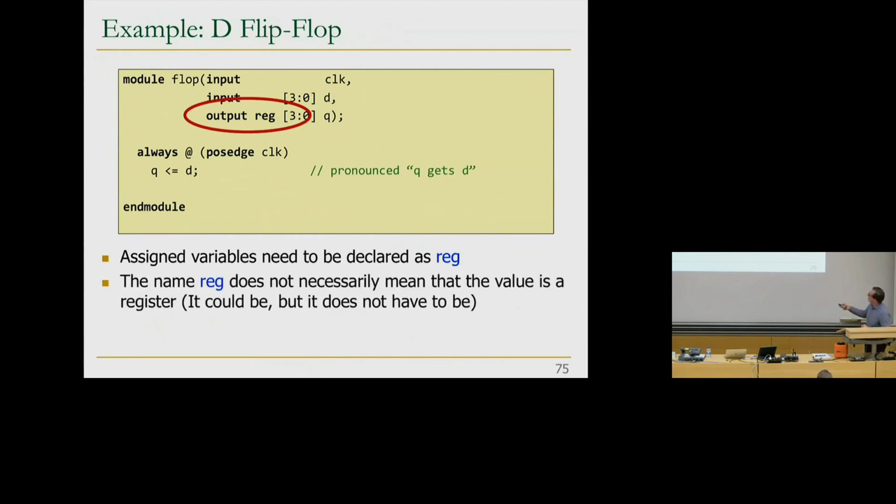As I said, this doesn't mean that the value is a register. It could be, but it doesn't have to be. It's basically an assigned value. It has nothing to do with the register construct that we've seen earlier. It just specifies that this is a value that you assign to and that is stateful. So we will see examples later again.